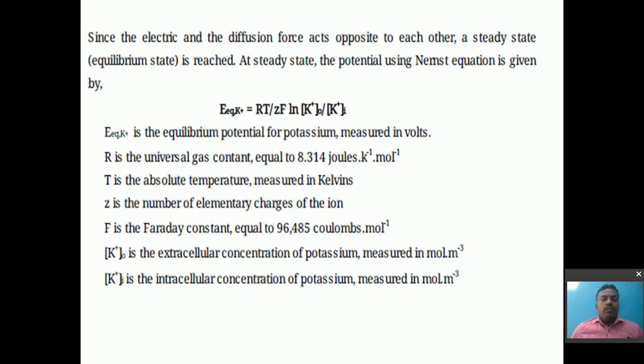So this is the Nernst equation. This is an important 2 mark question. Many times this question is asked in university examinations: define this equation or write the Nernst equation.